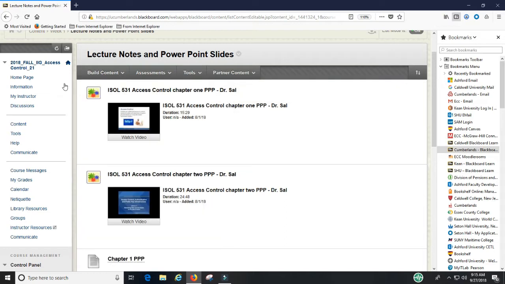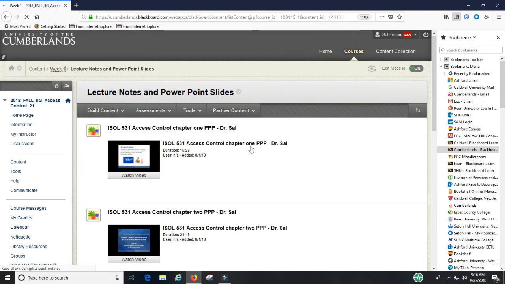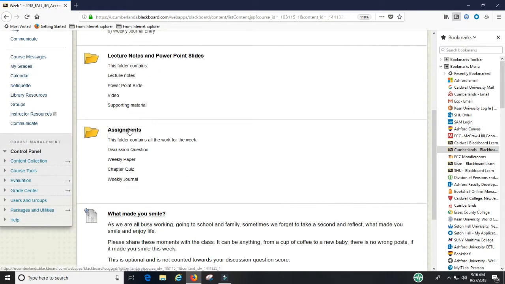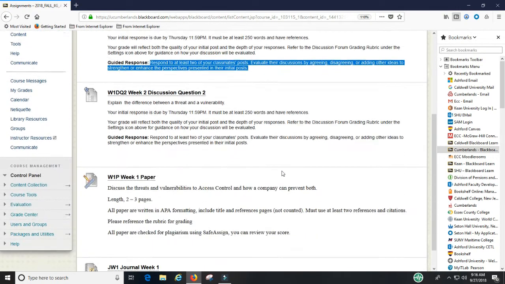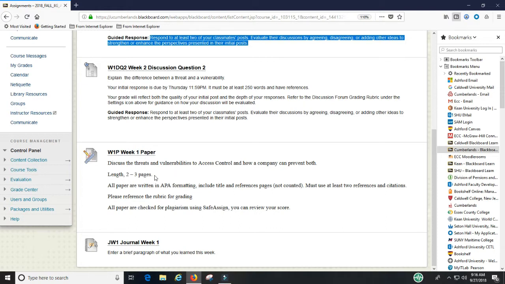Let's go back a level for a second, and we're going to look at the assignment tab. Each week you'll see what's in here, everything that is due. So these are due on Thursday at 11:59, should be about 250 words with references. You need to respond to at least 2 classmates every week. If you want to watch one of those videos, respond to that. That will count towards one of your 2 classmates. All right, your weekly papers here, 2 to 3 pages, APA format.